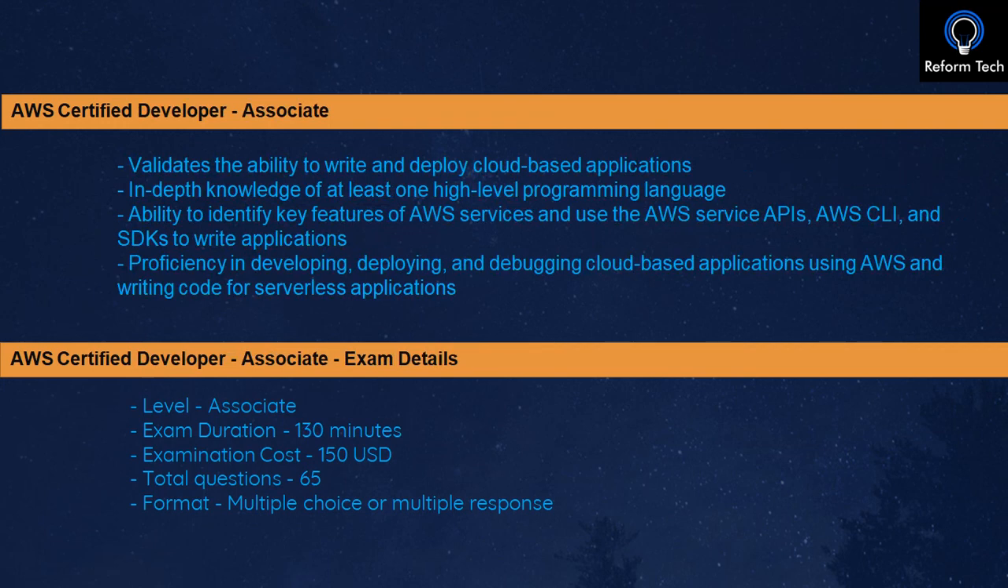The next certificate would be AWS Certified Developer Associate. You should have in-depth knowledge of at least one high-level programming language here, because you have to write and deploy cloud-based applications, and you should have the ability to identify key features of AWS services like APIs, CLI, and SDKs. Also, you should be proficient in developing, deploying, and debugging cloud-based applications and writing code for serverless applications.